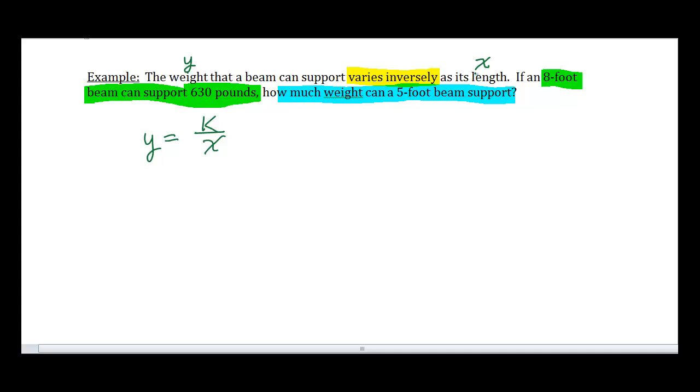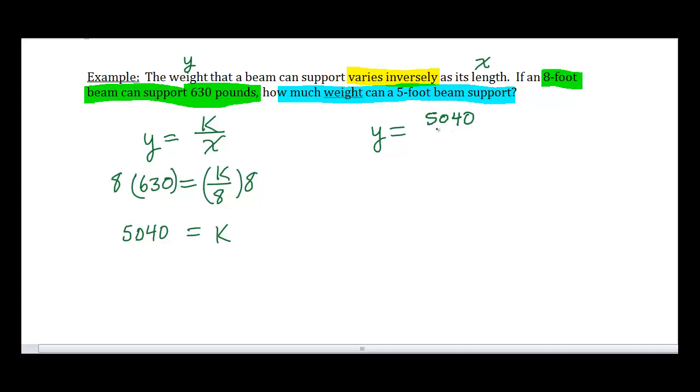All right, and so what I'm going to do is solve for K using these first set of values. 8 feet, feet is a length, and I have 630 pounds, that's my weight. So I get 630 equals K over 8. In order for me to solve for K, I can multiply both sides by 8. And I'll have that K is the same thing as 5,040. And so instead of writing my equation as Y equals K over X, I know that K is 5,040. So I get Y equals 5,040 over X.